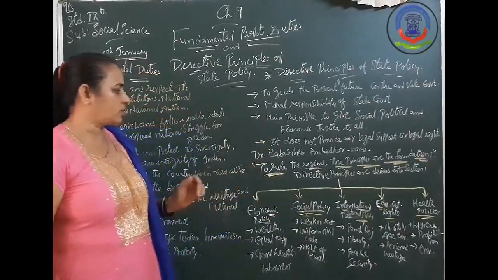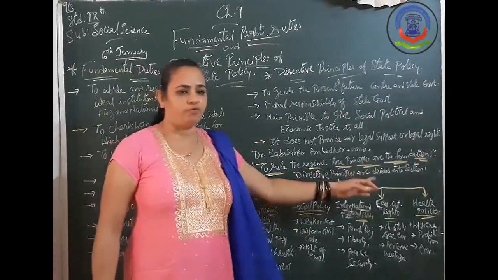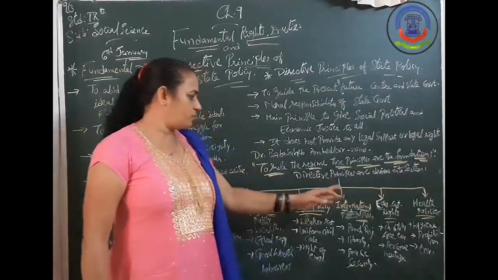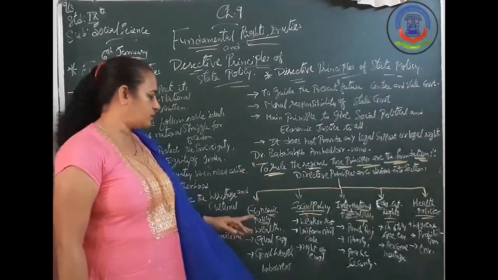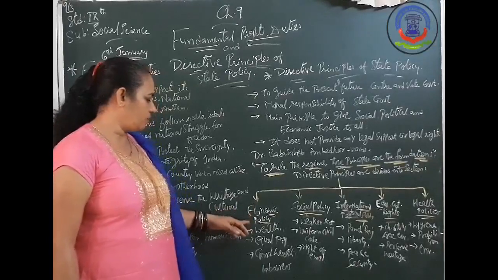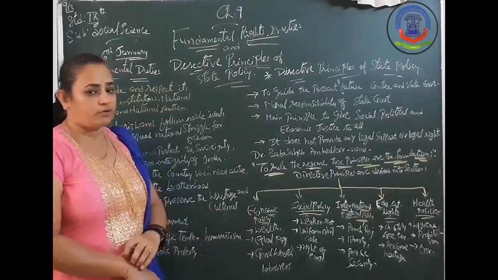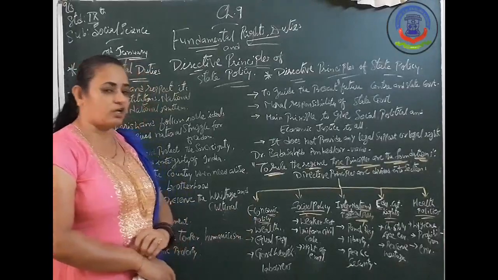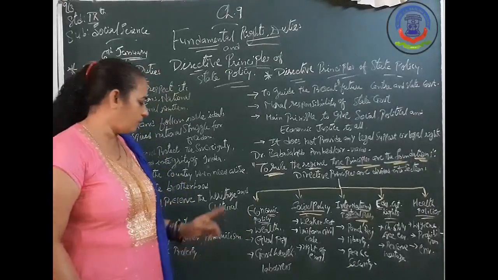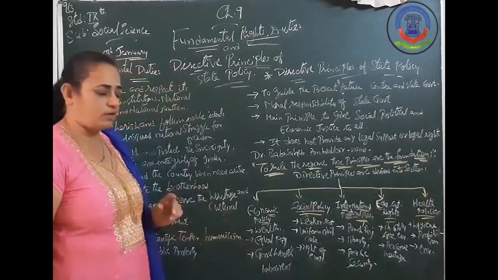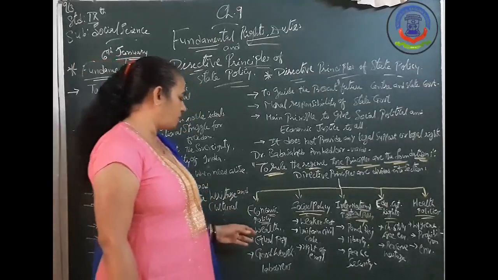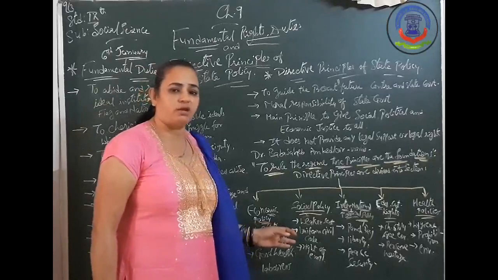Now we will see that the directive principles are divided into a few sections. They are divided into 5 sections. Our first section is economic policies. That means the directive principles are meant for making our economic policies. These policies are meant for the wealth and equal pay, the wealth and assets which we are having in our country.